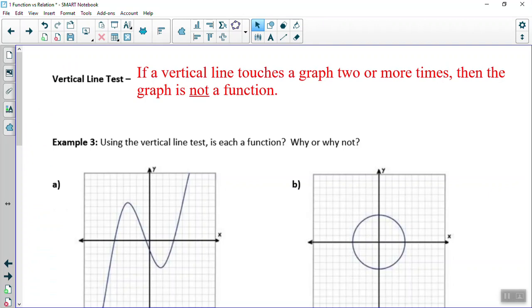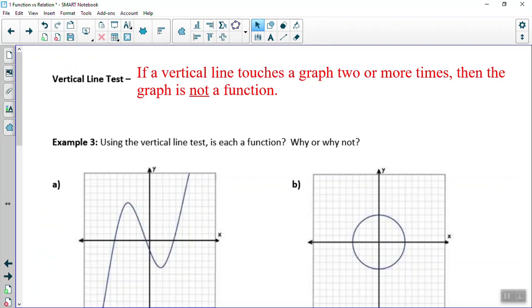If you think about where 2 points fall vertically, we're going to find that they have the same x values. 2 points that are vertical from each other will have the same x values. And remember, the definition of a function means that the x values cannot repeat. So if a vertical line hits our graph 2 or more times, it means an x value repeats itself 2 or more times. It's not a function.